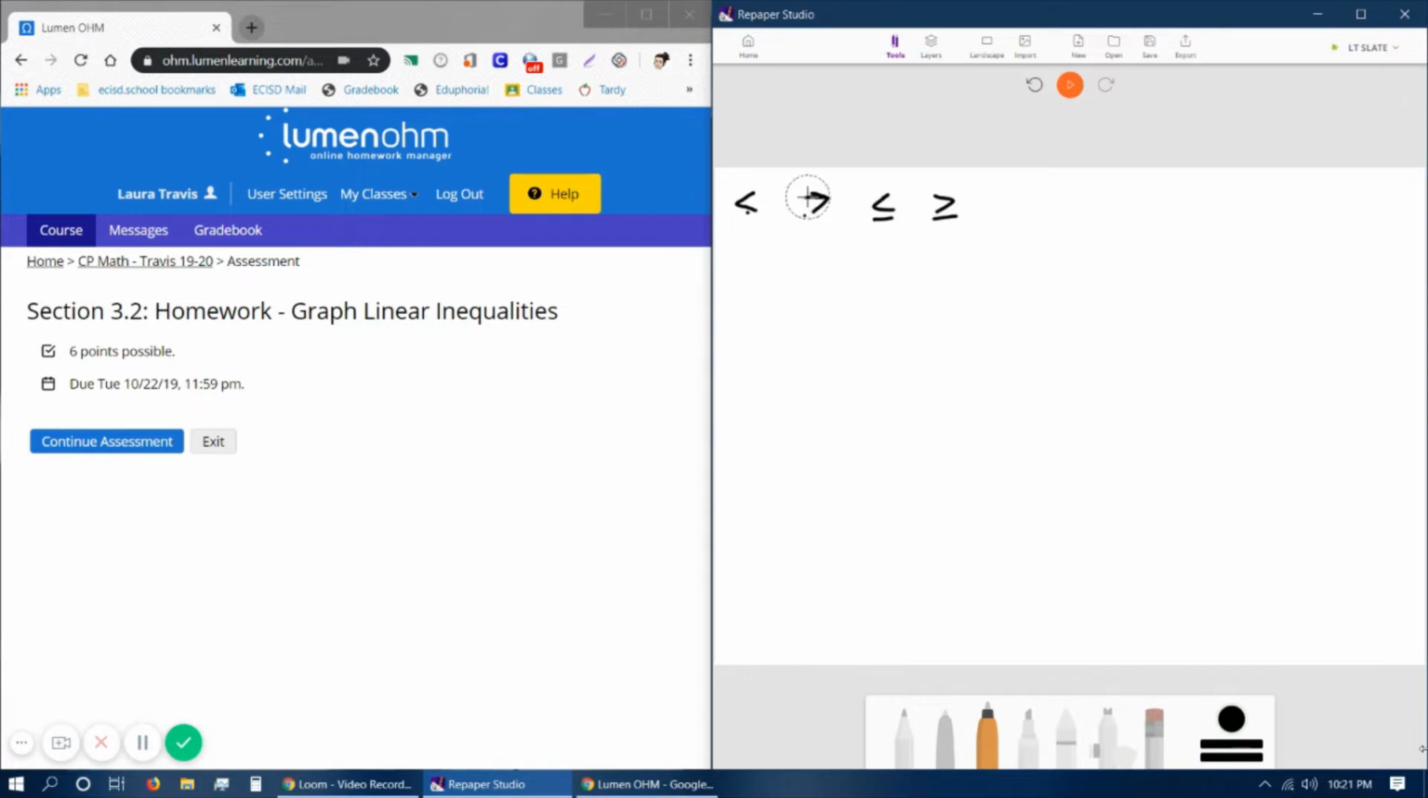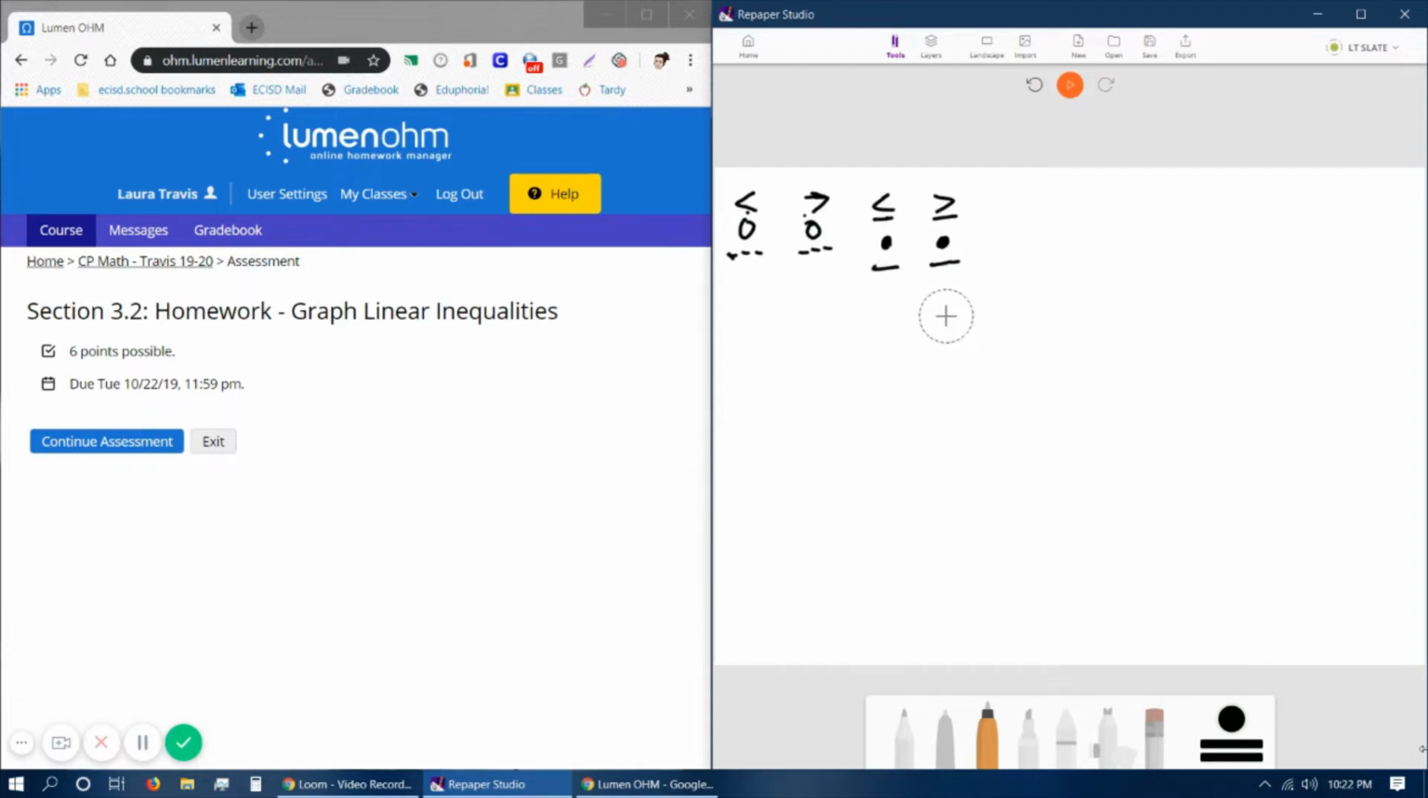Less than and greater than are graphed with open circles or dotted lines. This is because on a coordinate plane, they include everything up to but not including that dot or line. Less than or equal to and greater than or equal to are graphed with closed circles or solid lines, because they can be equal to that dot or line.